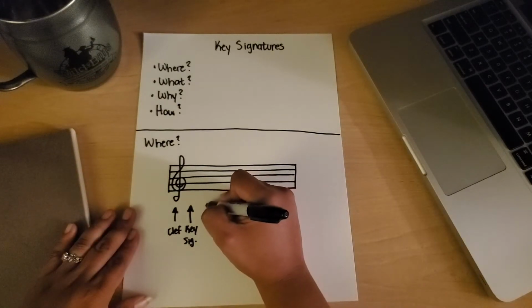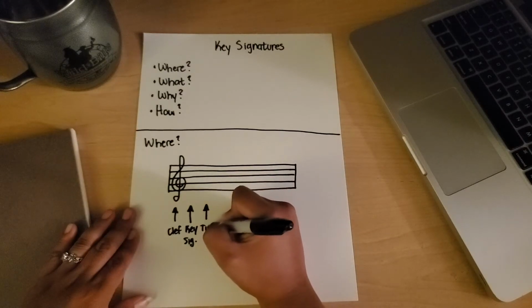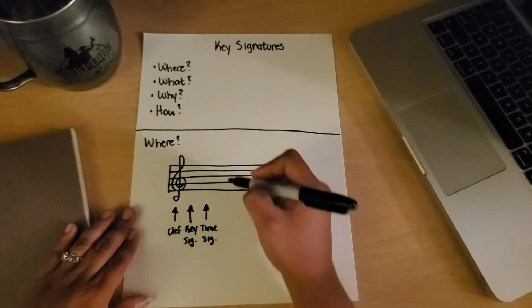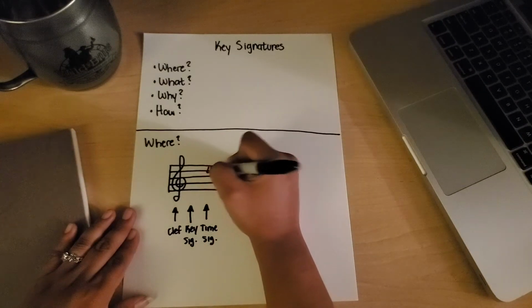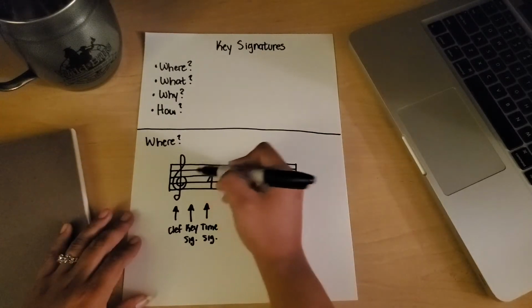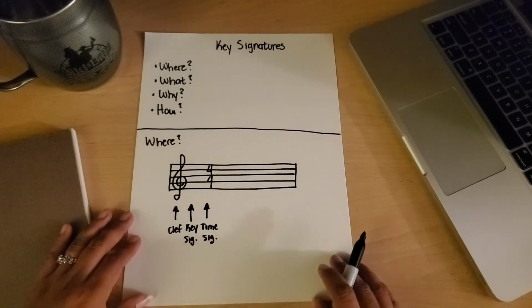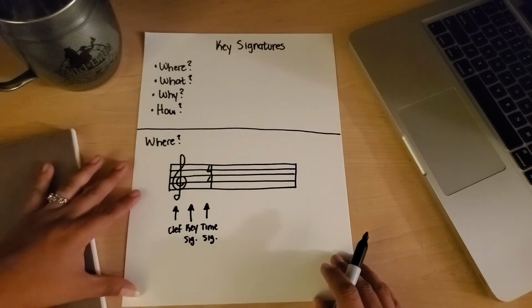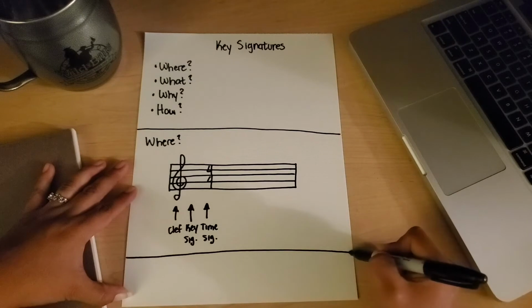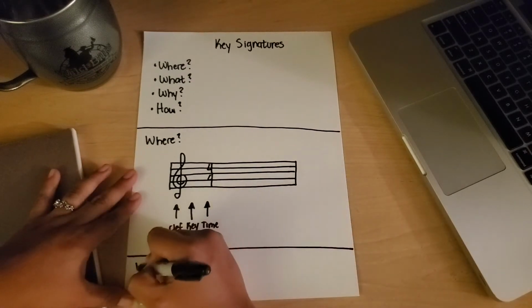And following the key signature, you are going to have your time signature. And once again, for the purposes of this video, I will be using, let's see, a 4/4 time. But yes, this is the area where you will find your key signature in the staff, right at the beginning, right after your clef.